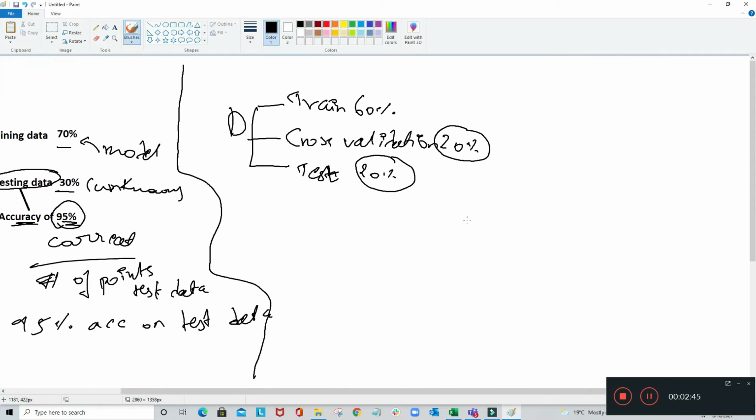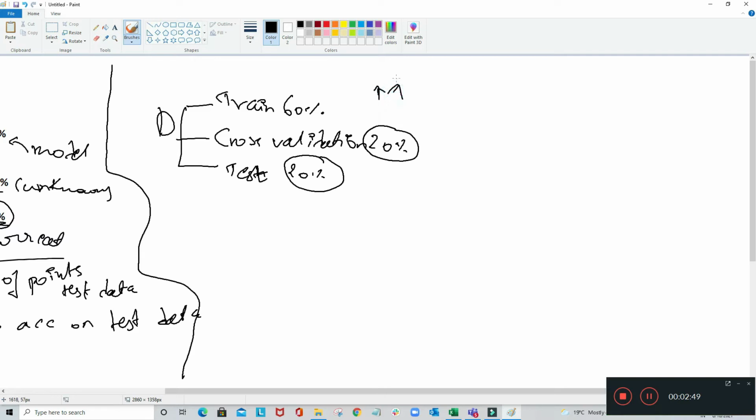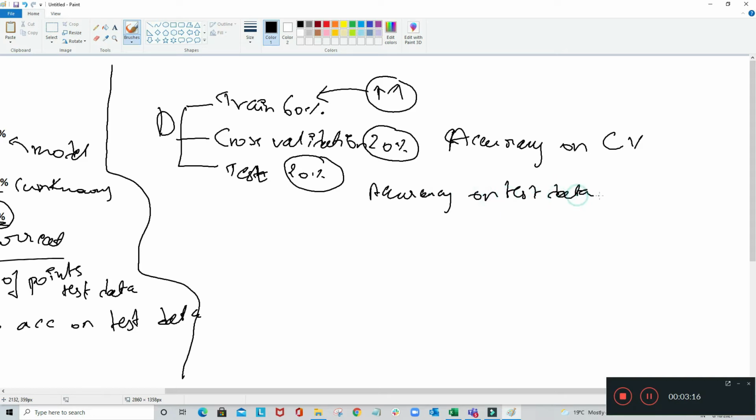So what we do here is train our model, let's say model M, on the train set, and then we calculate the accuracy of the model on cross-validation data. After that, we again calculate the accuracy on the test data set. So before the model even goes to production, we are making sure the model would perform similarly. So in a way we are testing it two times.